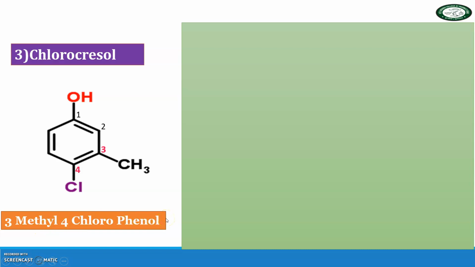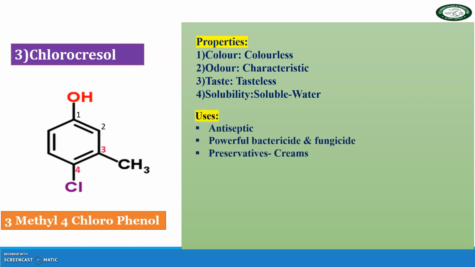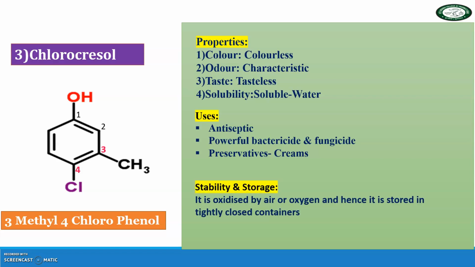Okay. So what are the properties of chlorocresol? Chlorocresol is colorless, odor is characteristic, taste is tasteless, and solubility: it is soluble in water. What about the different uses? It is used as an antiseptic, powerful bactericide, and fungicide. It is used as a preservative for creams in pharmaceutical applications. These are the different uses.